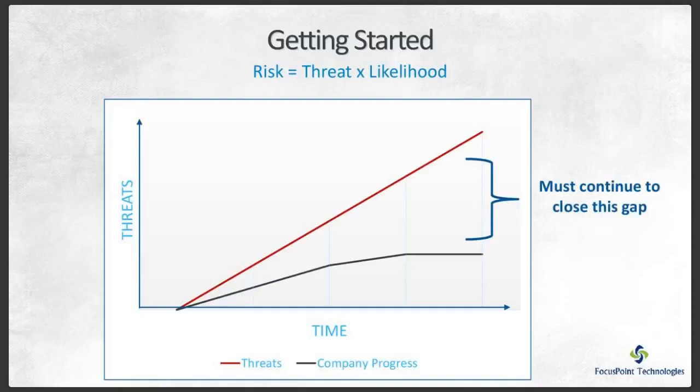The risk equation is risk equals threat times likelihood. Many are very clear with this equation and they understand it. So this chart will show the increasing threats on one side and the increase in time across the bottom. The red line will show the increase in risk, and the black line shows the progress of a privacy or security program like your company that they're making.